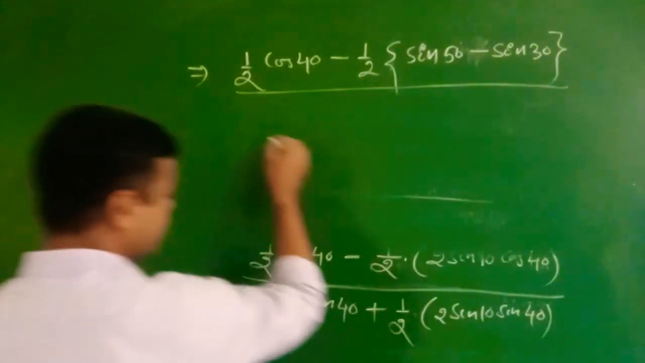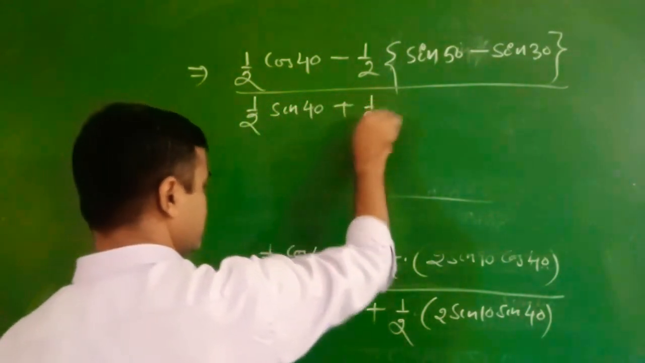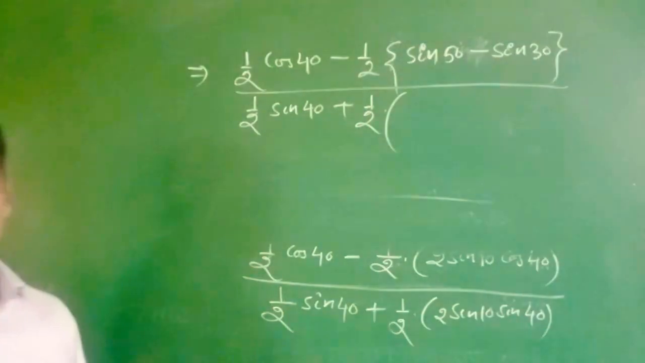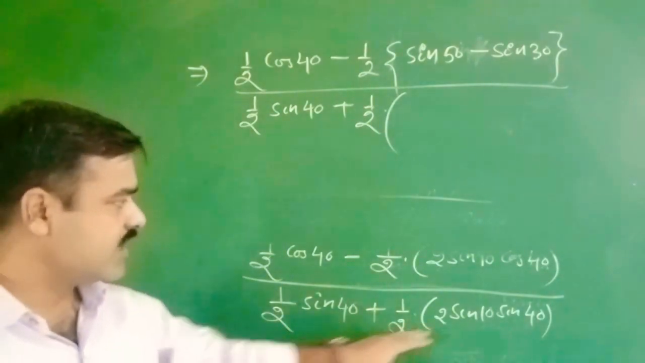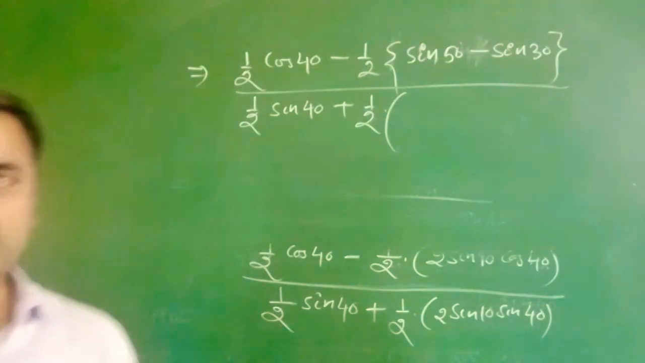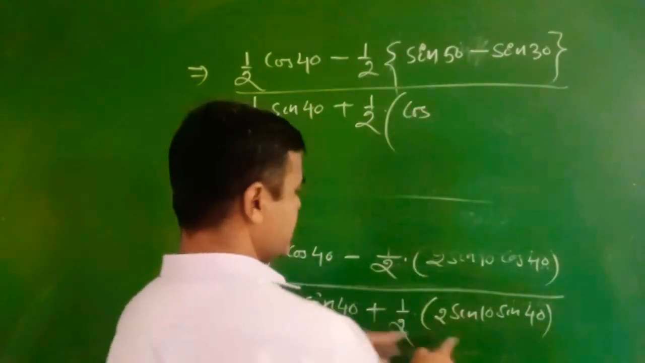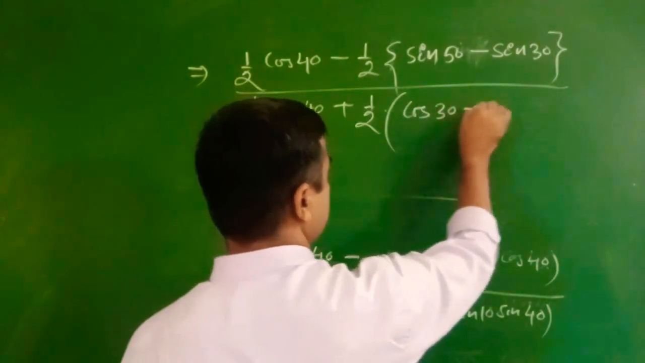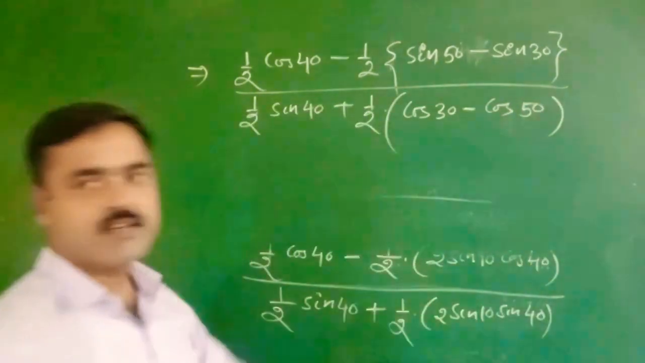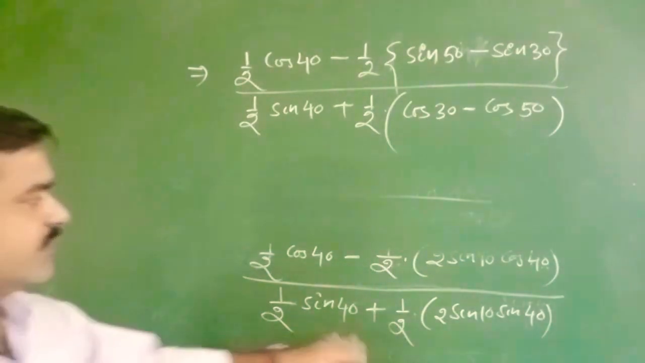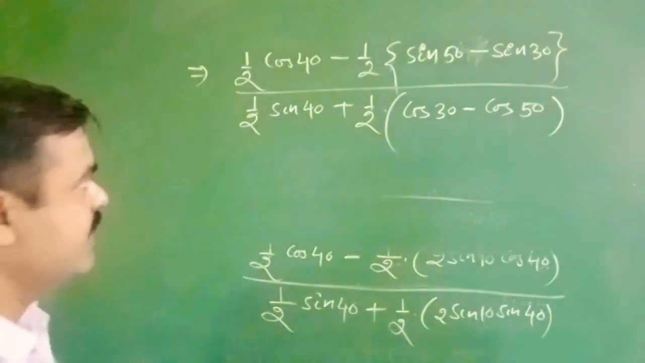And in the denominator, 1 by 2 sin 40 plus 1 by 2, and this is of the form 2 sin A sin B. You know 2 sin A sin B equals cos A minus B minus cos A plus B. This is the identity. So cos A minus B means 10 minus 40, 30, minus cos A plus B, 10 plus 40, 50. Here I have written directly, so you can consider this one.